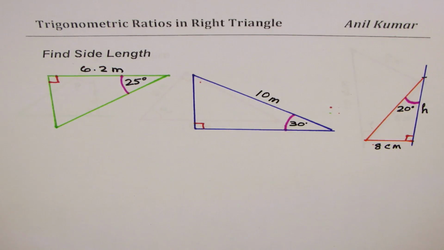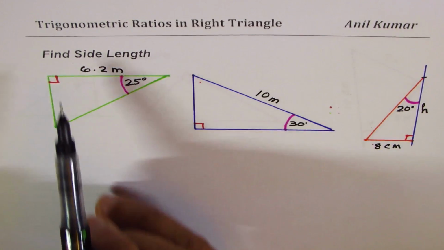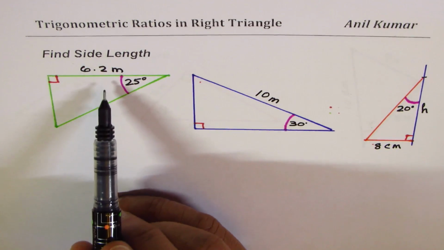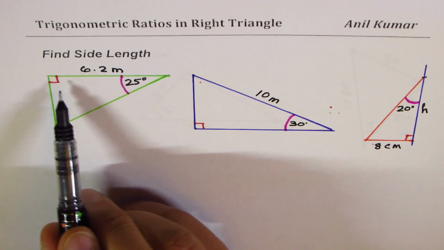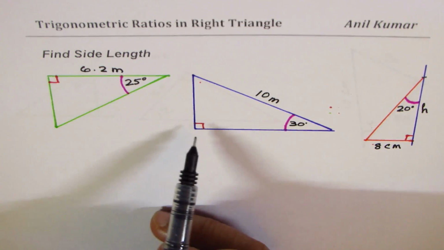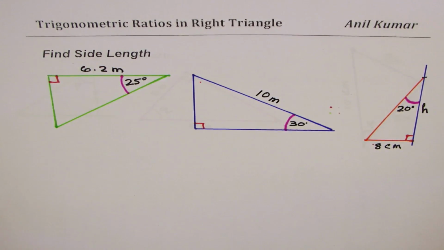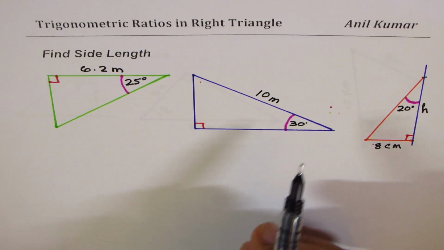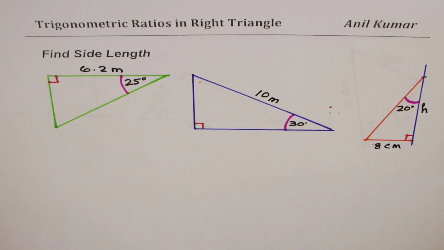Now, let's take a few examples. Here we have three examples. We'll find side length. So what we are given in each is one of the sides and two angles: 90 degrees and the other one, right? So be clear about it. To solve any triangle, we should have three things known, right? So let's write it down.